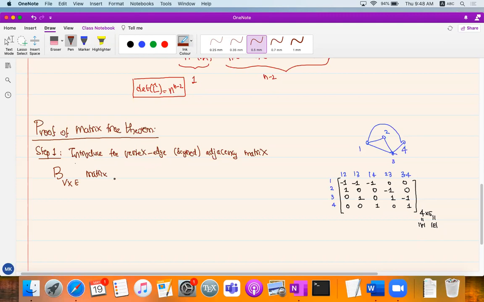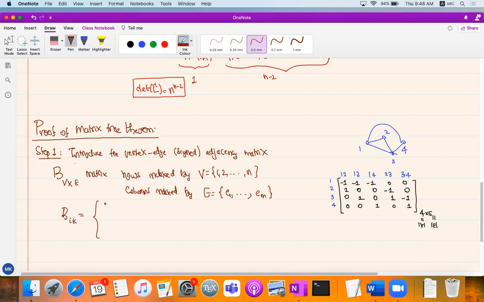Okay. So for convenience, the rows are indexed by V, which I am taking to be 1, 2 up to n, and the columns are indexed by E, where there may be any number of edges, which I will call E1, E2, up to Em. Then this will be an n cross m matrix, and the i, k entry is +1 or -1 or 0.